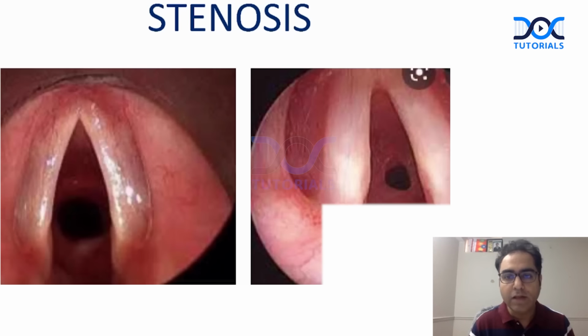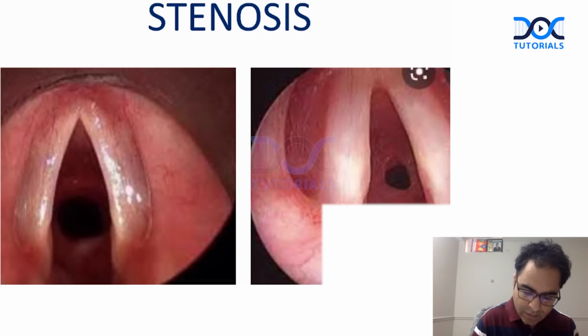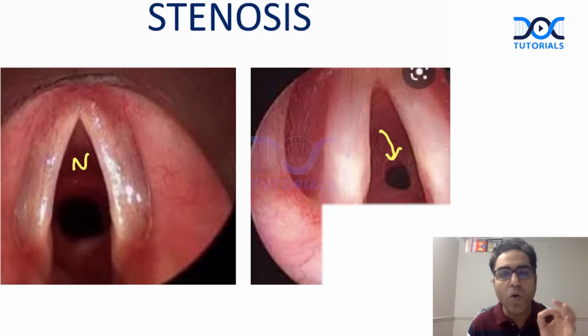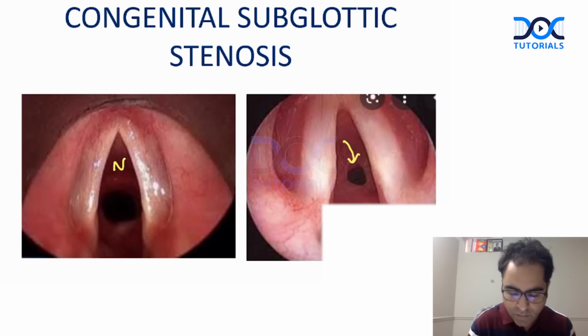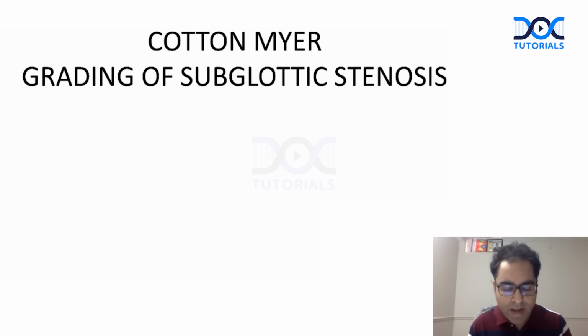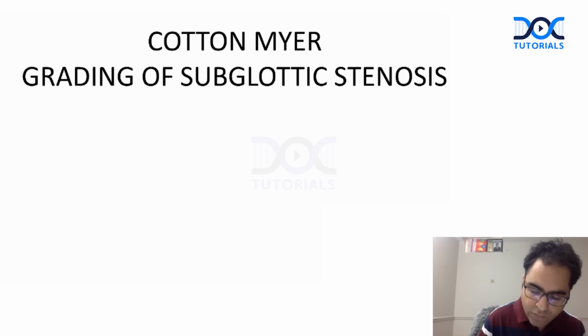Please see on this side also. Right behind my picture, please see over here, this is the normal side. But here you see, can you see? The subglottic area has only a small opening, and this is a case of congenital subglottic stenosis. Now, for this, we use a very famous system of grading. It's called the Cotton-Meyer grading of congenital subglottic stenosis.